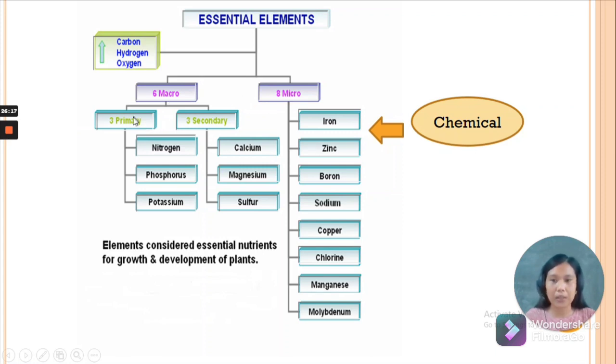The six macroelements are composed of three primary and three secondary. The three primary are NPK, which you see on the label of our fertilizer: nitrogen, phosphorus, and potassium. The three secondary are calcium, magnesium, and sulfur. The microelements are needed in small quantity. Macro is needed in big quantity because the biochemical processes of the plant need these in bulk. The microelements are iron, zinc, boron, sodium, copper, chlorine, manganese, and molybdenum.